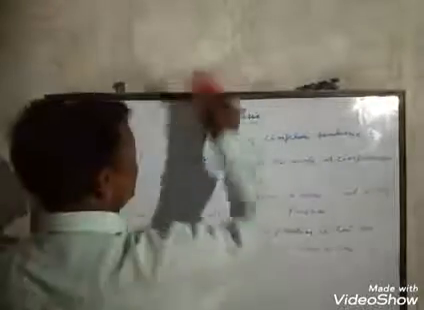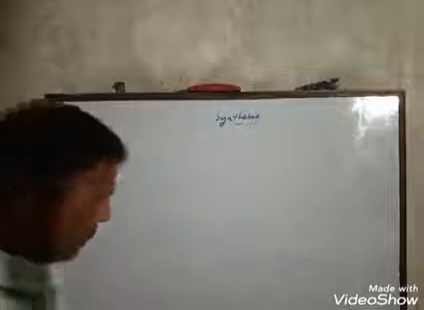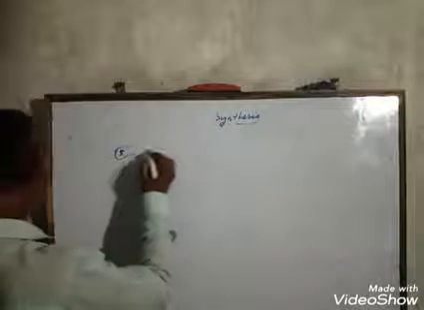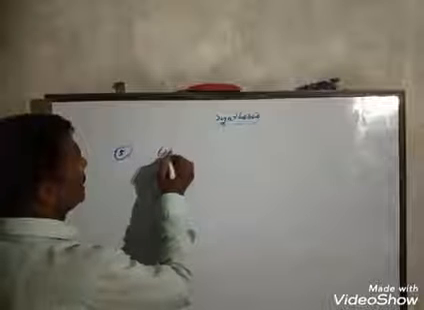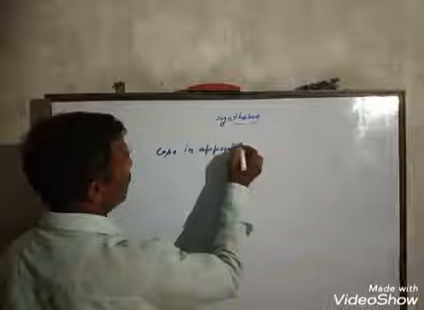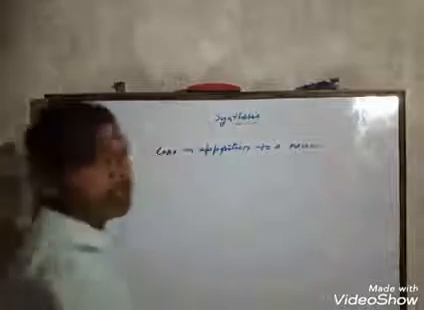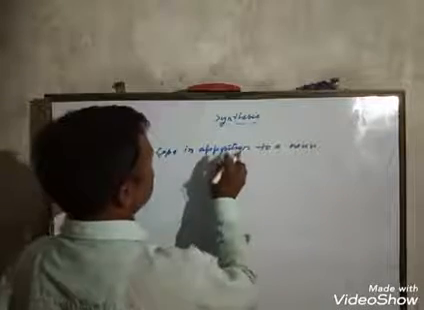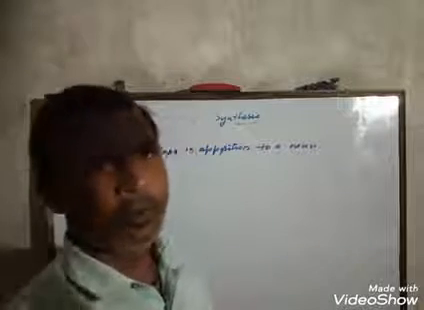The next, fifth point is that a noun clause does the work as case in apposition to a noun. Okay, students? Case in apposition to a noun. So how does it work?